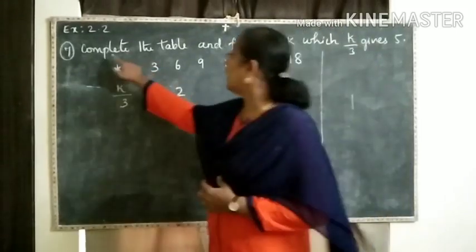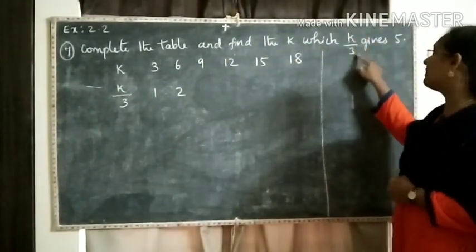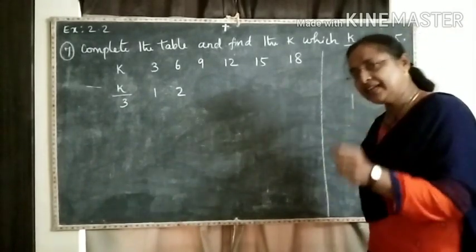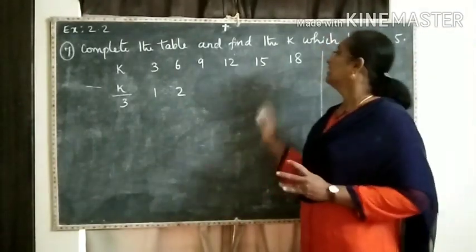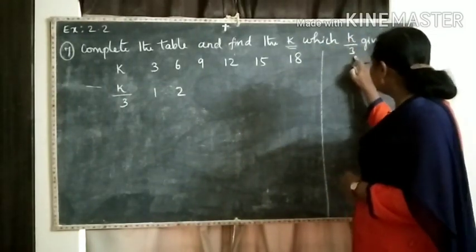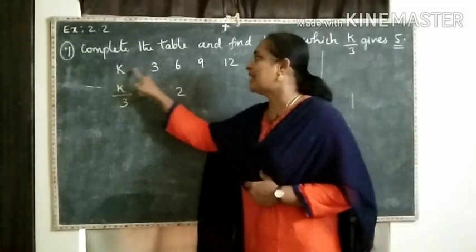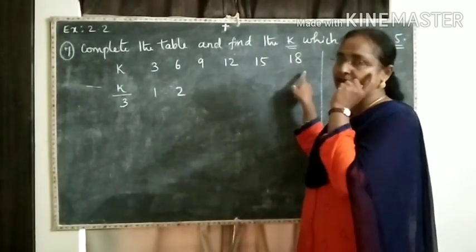Now look into this. Complete the table and find the k value, for which k by 3 gives 5. Now you should read and understand the question properly first. Okay, so complete the table, you know that. Now find the value of k for which k by 3 gives 5 as the answer. Okay, so the k values given are 3, 6, 9, 12, 15 and 18.